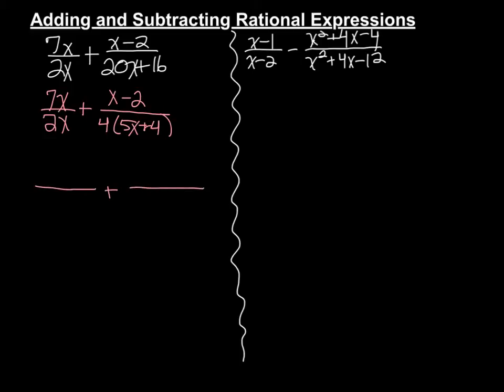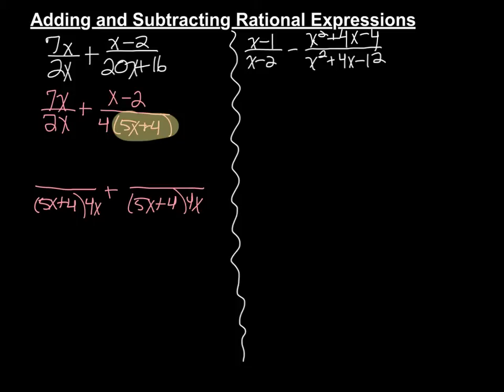And I need to account for every piece. So the 5x plus 4 needs to be in the denominator of both fractions. Now looking at the 2x and the 4, the least common multiple of 2x and 4 would be 4x. So I need to also multiply in the denominator by 4x.